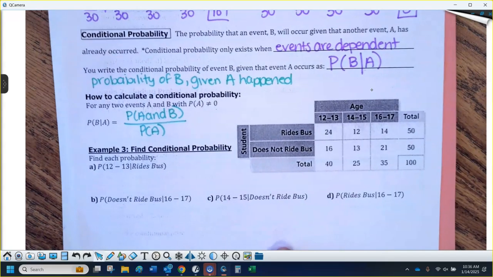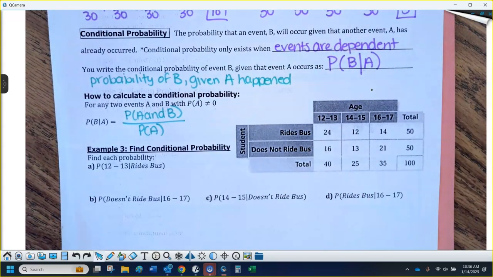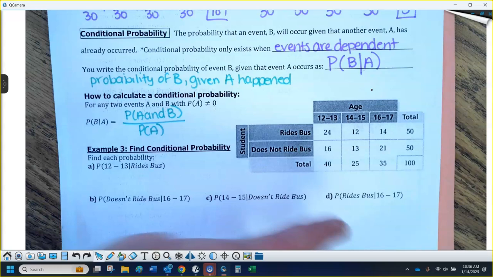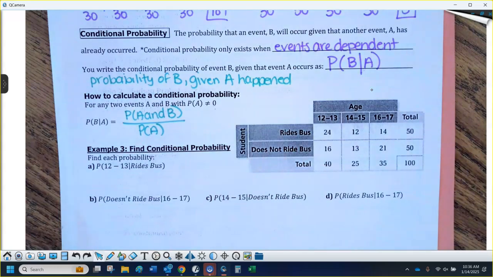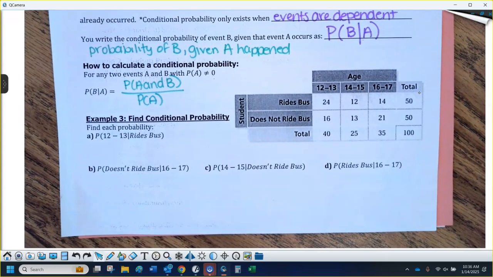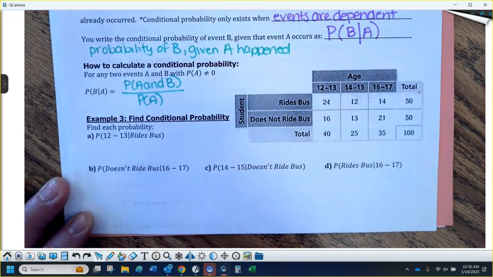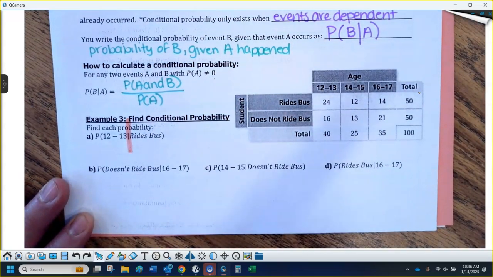What I got in this table down here has actually 3 columns. So you have 3 different age groups of people, and then the rows are: do they ride the bus or not? So that's what we're talking about in this question. Whatever they give you as the second thing. The first one says, find me the probability the person is in the 12 to 13 age range given that they rode the bus.